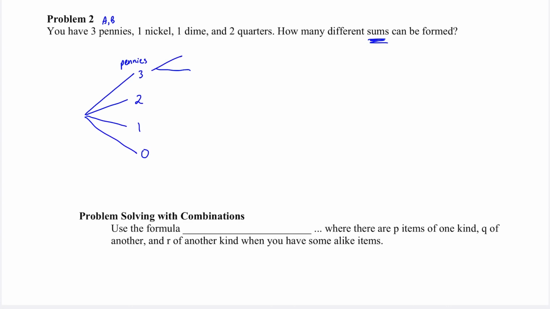Second, we can think the same way for the nickels. I'm going to actually write the values of it. So if you have a nickel, you could have been given 1 nickel, which is worth 5 cents, or you could have been given no nickels, which is 0.